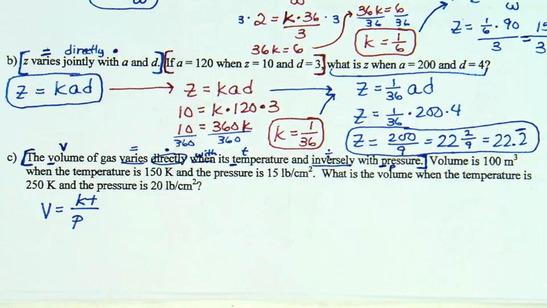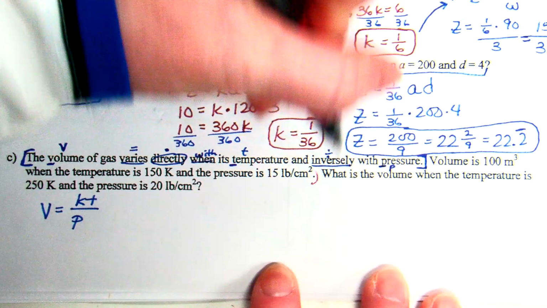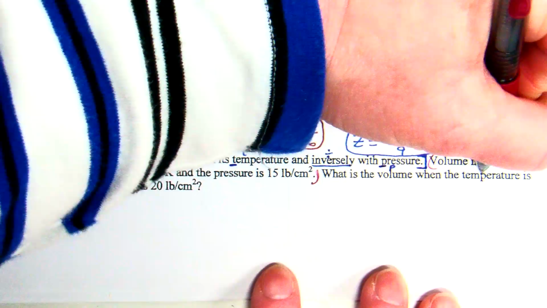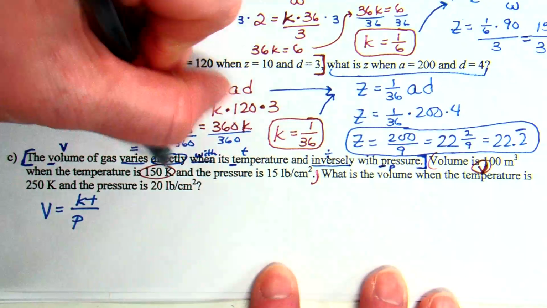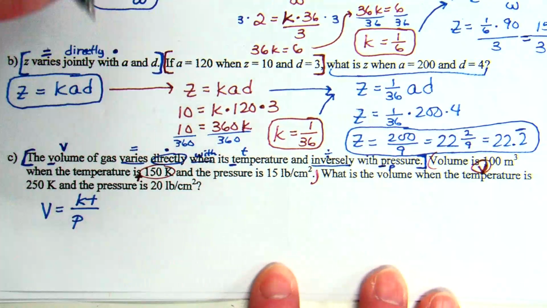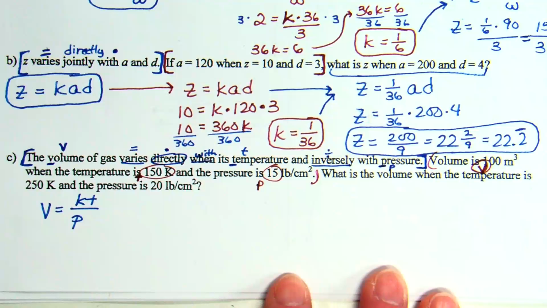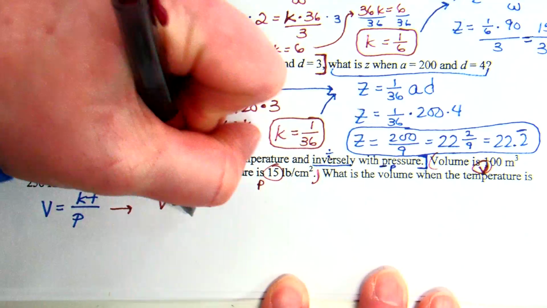From there, they give me some information. Look at that next sentence only. Don't go all the way. Volume is 100 meters cubed. So what are we putting? V is 100, yes? When the temperature is 150 Kelvin. So that is my T. And the pressure is 15. Do we have information to plug in? Yeah. Using that V equals KT over P.